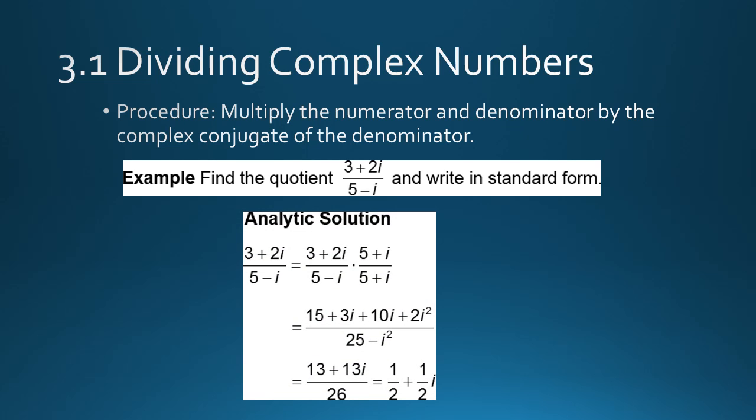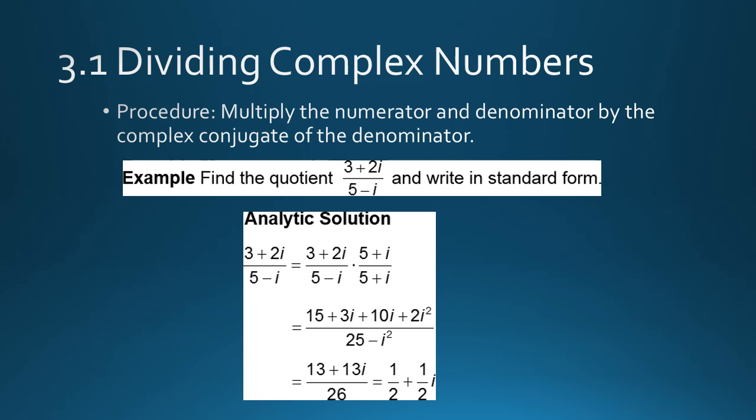And here's our solution. We multiply the top and bottom by 5 plus i. Notice on the top we need to FOIL this out. Don't forget that i times i is i squared. And the denominator, we also FOIL that out. It gives us 25 minus i squared, which again, i squared is -1, so we have 25 minus -1, which is 26. We've combined our like terms on the numerator also, and we have 13 plus 13i.